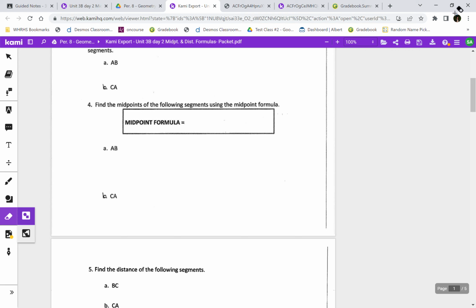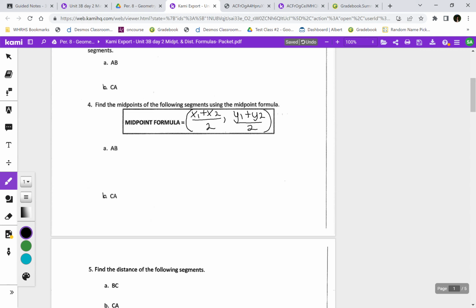Okay, so the midpoint formula tells us we're going to take the average of the x-coordinates. So that's x1 plus x2 divided by 2. Then you take the average of the y-coordinates, y1 plus y2 divided by 2. And that will give us the coordinates of the midpoint.